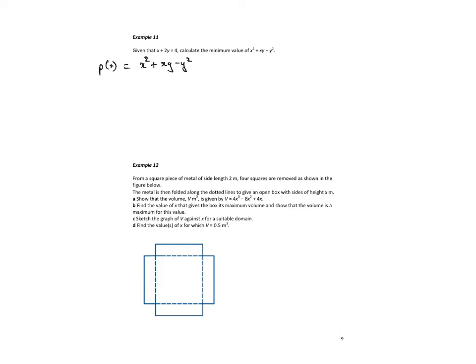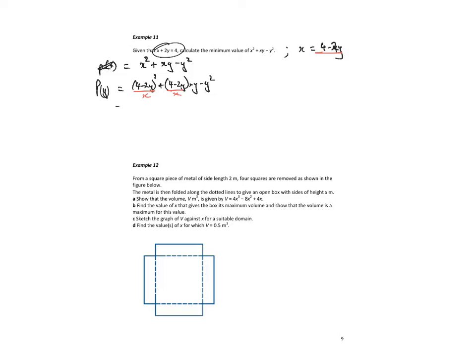Now we've got x and y, that's no good to us, so I want to rearrange this so that I'm going to write x equals 4 minus 2y from that equation there, and I'm just going to substitute that in for x. So p of x is probably a bad choice in the end. P of y is equal to 4 minus 2y squared plus the x value, which is 4 minus 2y times y minus y squared. So that 4 minus 2y, that was my x value that I've substituted in.